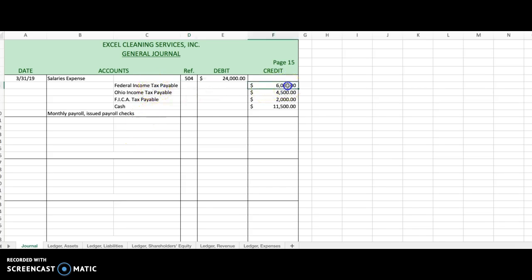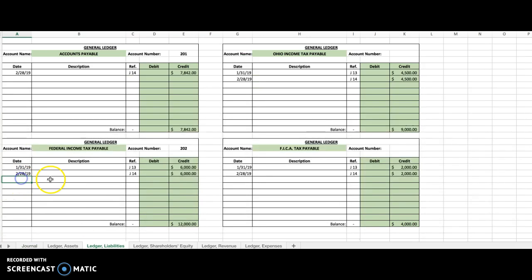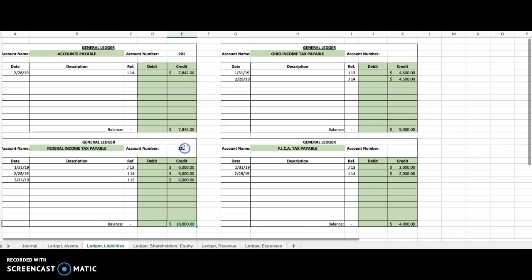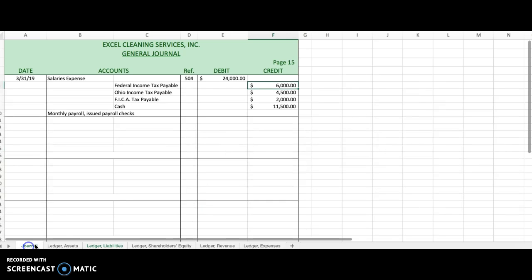Federal income tax payable, $6,000. So we go to the liability accounts now, and we find federal income tax payable at the end of the month. Whoops, I did that wrong. March 31 of 19. This is journal page 15, and it was a credit of $6,000. So you now see what happens with the balance down here of $18,000. We'll come back to that. And to finish our posting, we take the account number, which is 202, back to the journal.